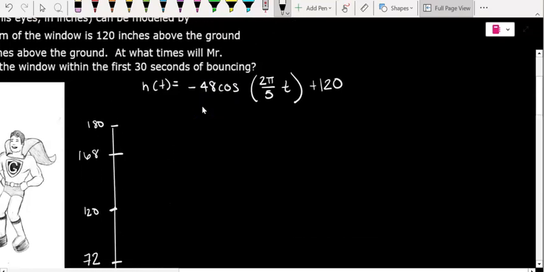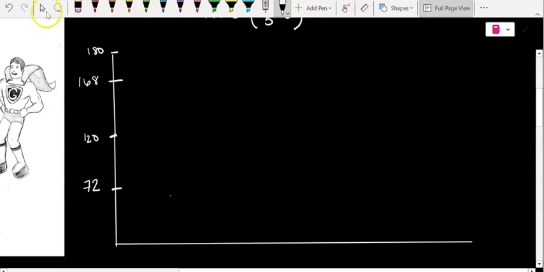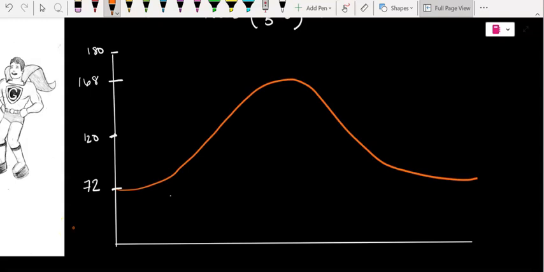It is not starting at a maximum. So let's go ahead and draw some sort of shape for what we have. All right, so this is right here showing us that at the very bottom, it's at 72. At the very top, it's 168. And then we've got our midline at 120 inches.